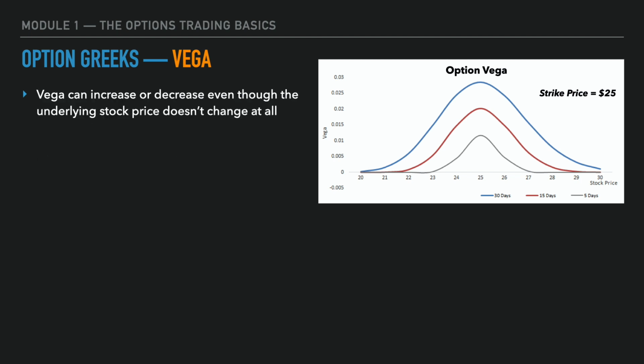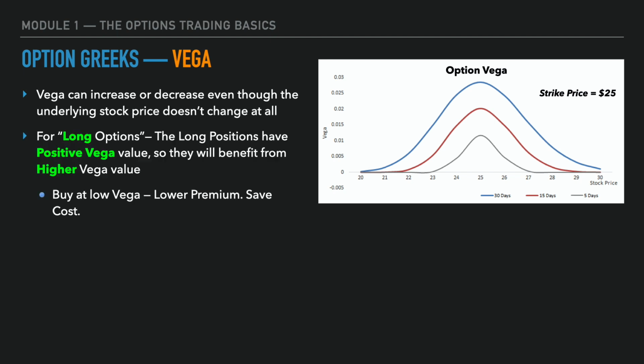Vega value can increase or decrease even though the underlying stock price doesn't move at all, but it works differently when you trade different directions. For long options, your position will have a positive vega value. It means they will benefit from a higher vega value. So the best time to build up your long position is when the vega value is low, because lower premium means the lower cost for your long positions.